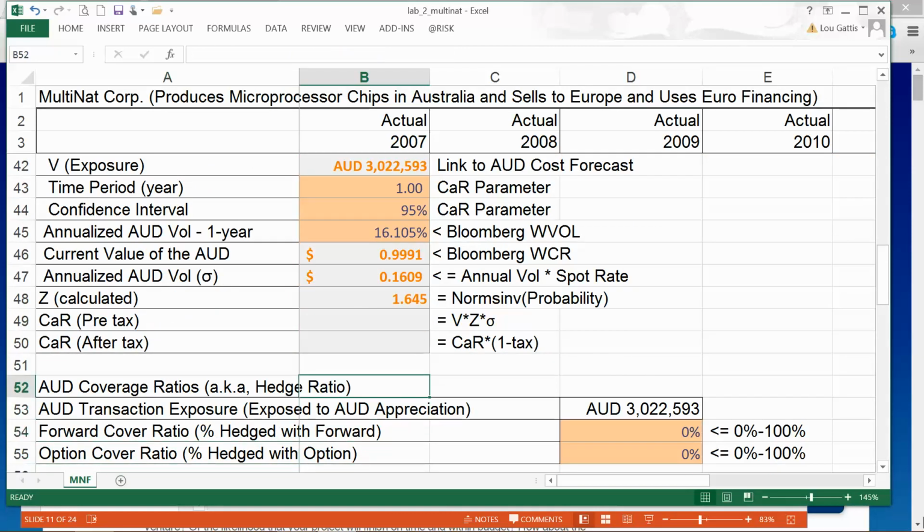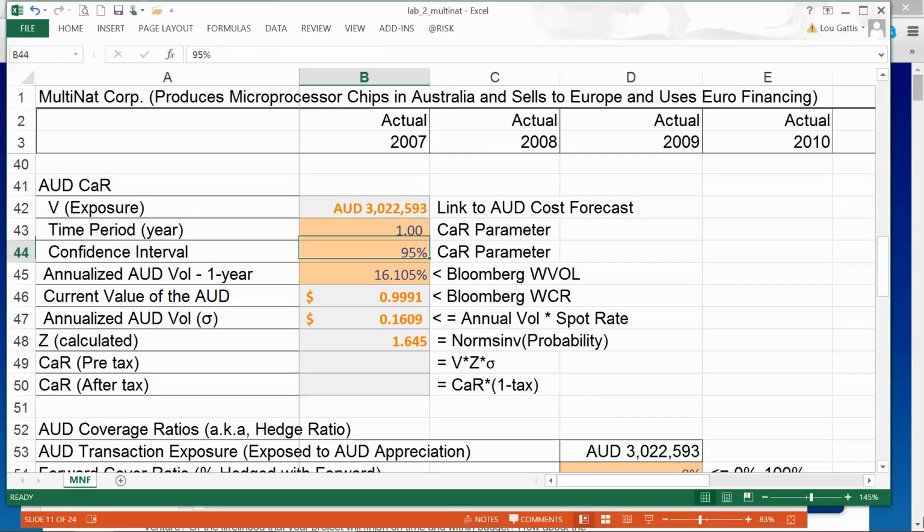And I already have it linked up here in the spreadsheet. So my pre-tax cash flow at risk is V, 3 million Aussies, times Z, 1.645, times the annual volatility of the Australian dollar, which gives $799,000. So there's a 5% chance that cash flow is going to be $799,000 less than what I expect.